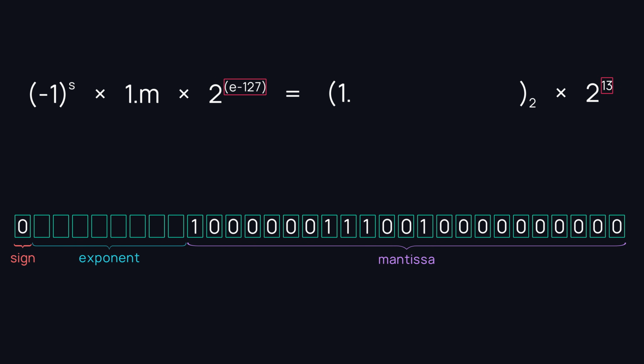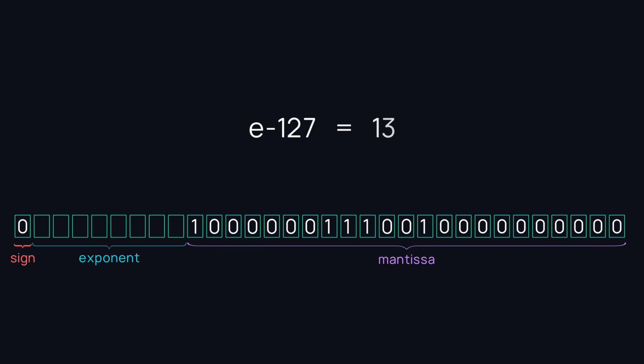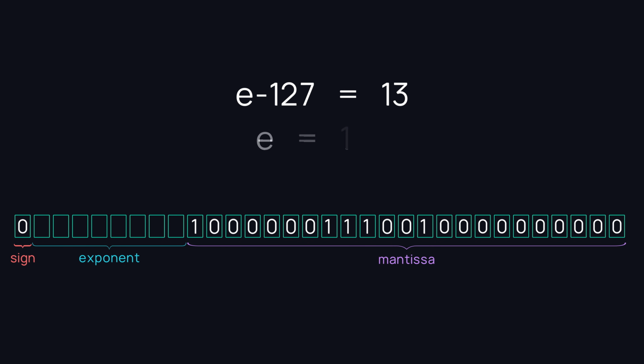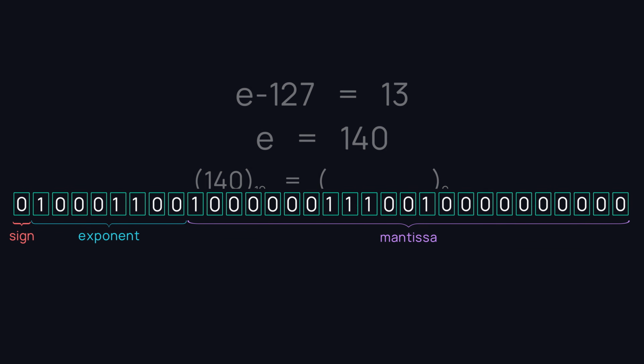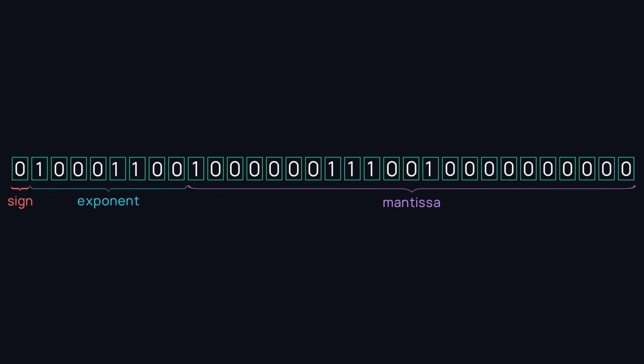Comparing the two forms, we get this equation, which means E is equal to 140. Converting 140 to binary gives us this. And those are the 8 bits that will be stored in the exponent field. Putting everything together, this is what the memory looks like when storing 1, 2, 3, 4, 5 as a float.